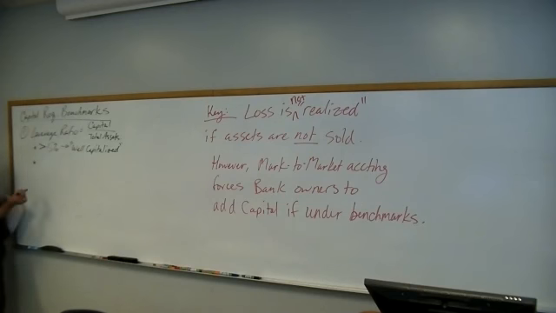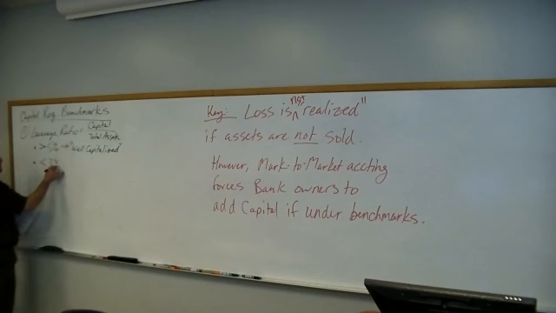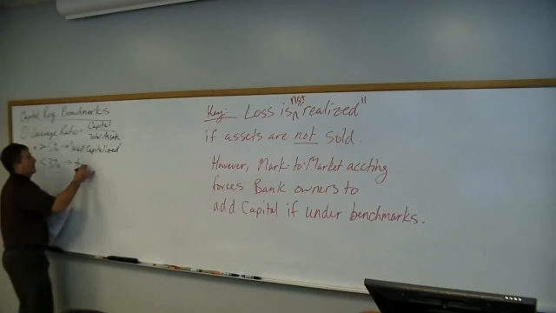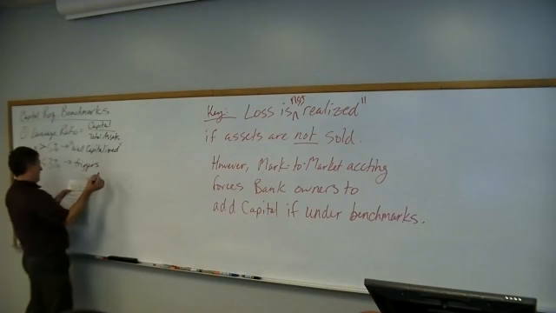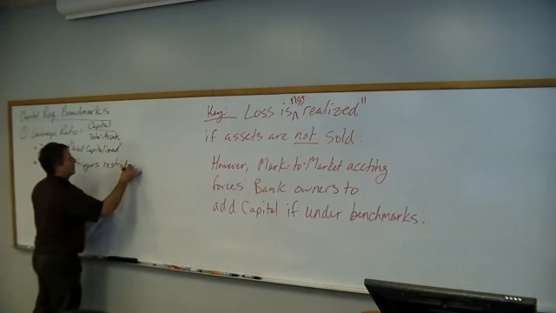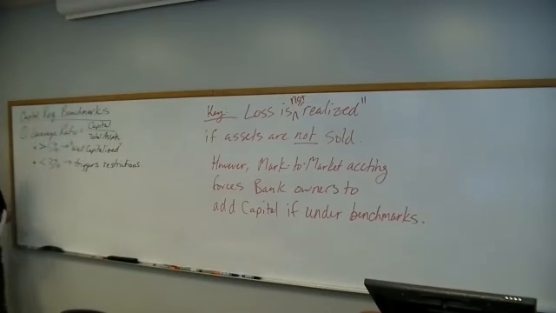So if we're in the less than 3%, in big trouble. So less than 3% triggers restrictions. Can't do a loan. They're going to start forcing you to unwind some of your assets, call in some of your loans.